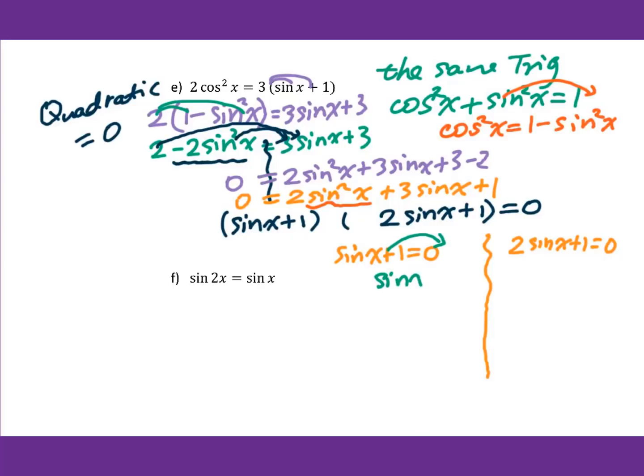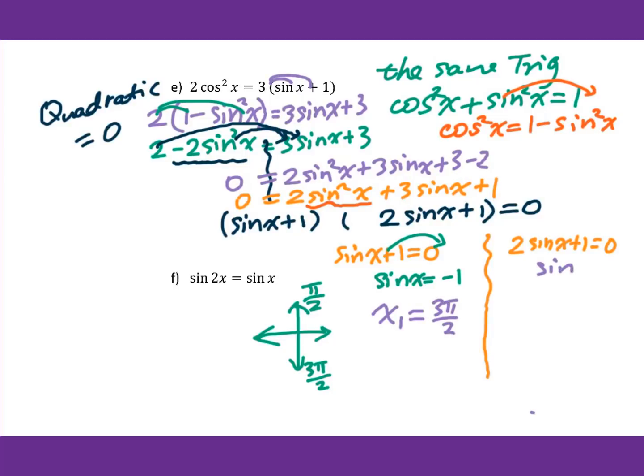We got sine x equal to negative 1. Since negative 1 is the minimum value, there is supposed to be only one solution. We know sine pi over 2 equals 1, therefore sine 3 pi over 2 equals negative 1. Therefore, your x1 equals 3 pi over 2.